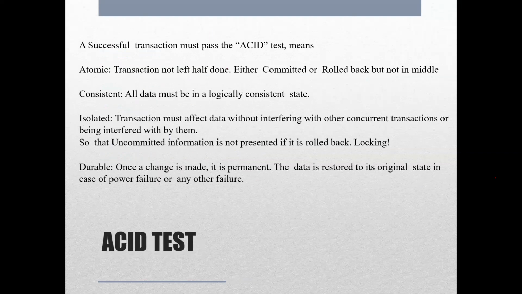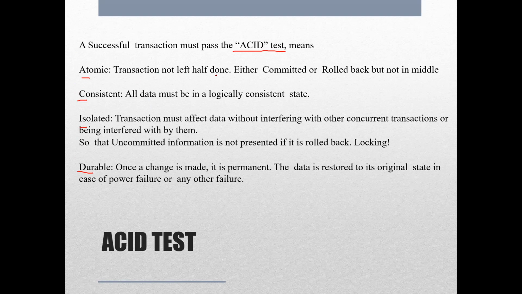Right. So now the ACID test. All transactions should follow this ACID test. It's not a PCR COVID test, it's the ACID test. Now, what is this ACID test? A successful transaction must pass the ACID test. A is for atomic, C for consistent, I for isolated, D for durable. And we'll see examples of all of them shortly.